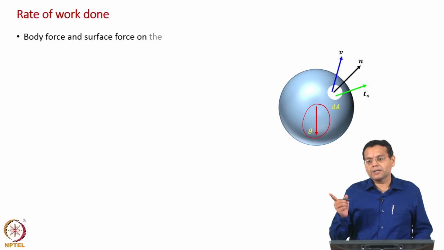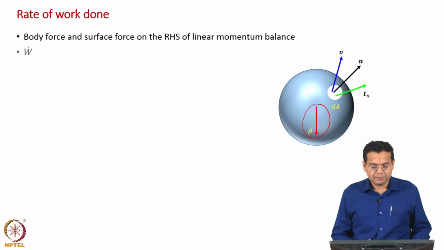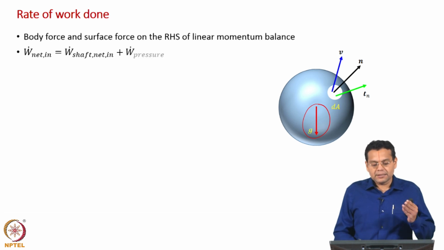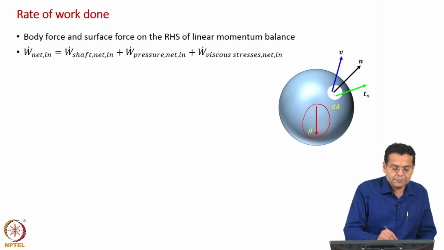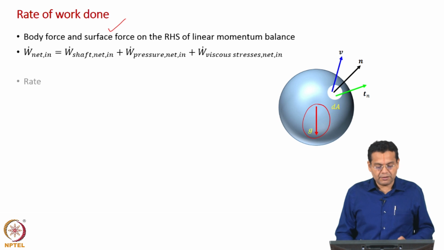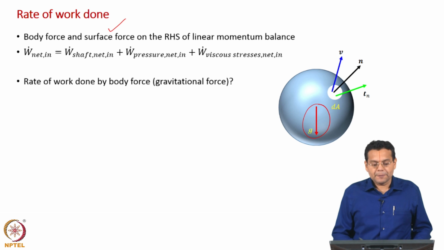If you look at the linear momentum balance, right hand side we have both body force and surface forces. We had both the forces on the right hand side. But now, when we wrote the rate of work done, we expressed that as the shaft work, work done by pressure, work done by viscous stresses, which means that we have taken into account the work done by surface forces. This has been taken into account, but what is that we have not done? We have not explicitly discussed rate of work done by body force.